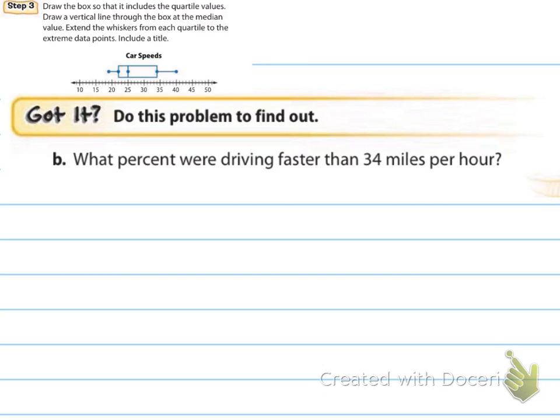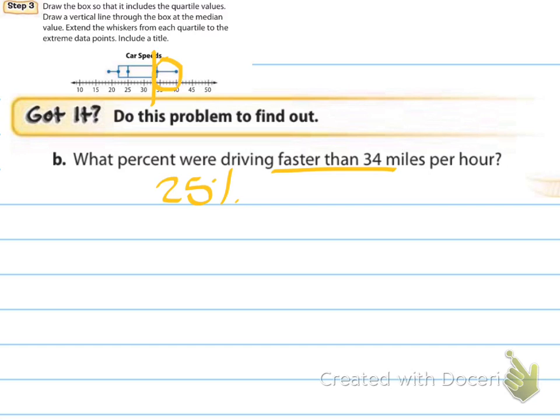All right, now for B, it says what percent are driving faster than 34 miles per hour. I want you to pause the video and look at this. I gave the box plot again for you to figure out what percent are driving faster than 34 miles per hour. Pause the video now and figure that out. Pause! So 25% is the percent that were driving faster than 34 miles per hour.